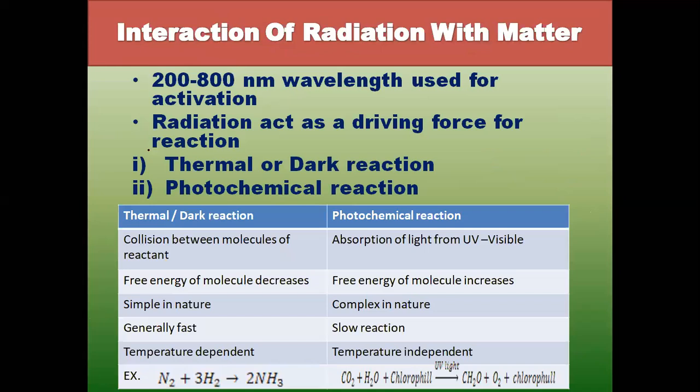So the first one is the types of reactions. There are two types of reaction: one is thermal, the dark reaction, and the second one is the photochemical reaction. We are going to learn about these two reactions by differentiating them in one table.